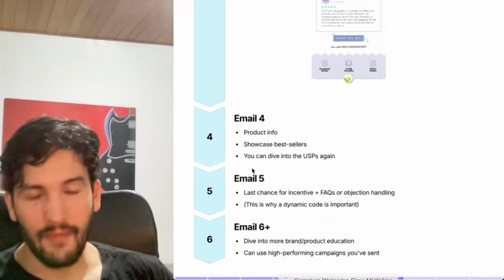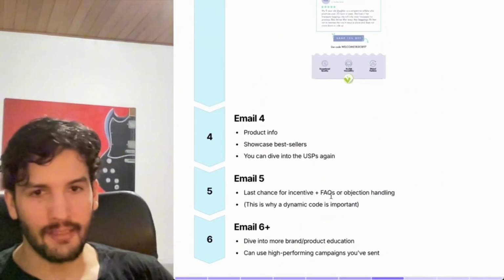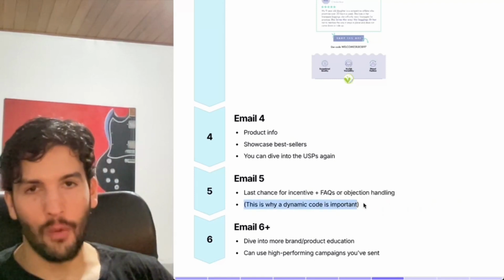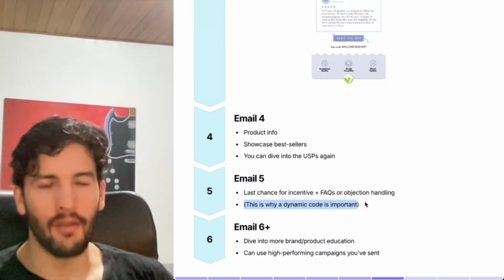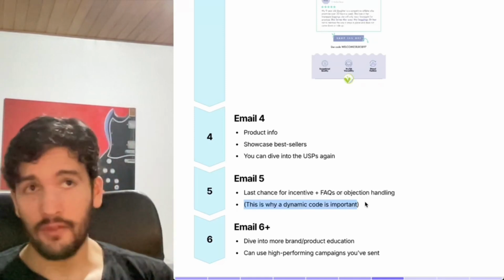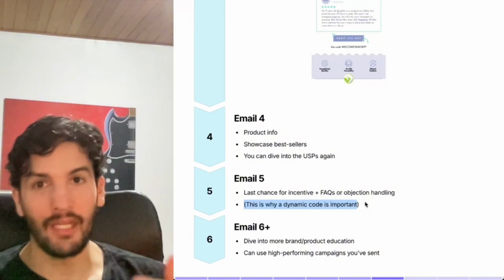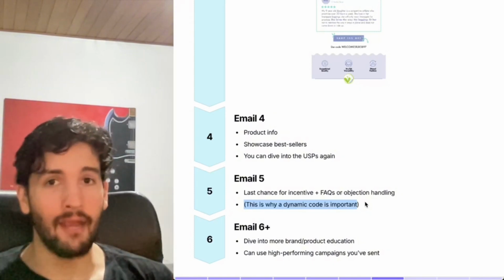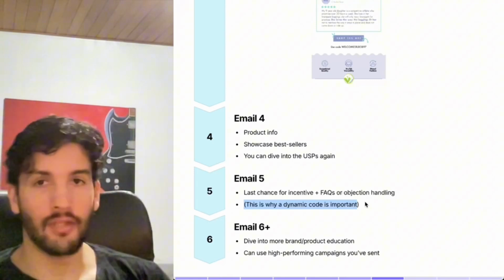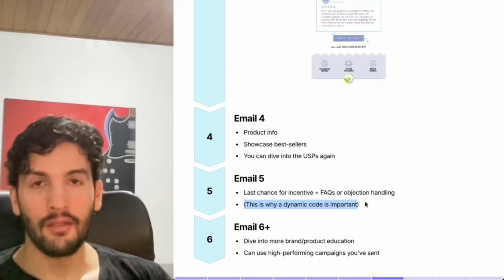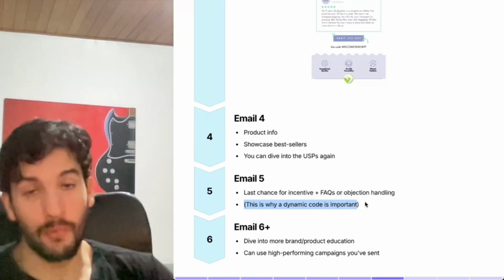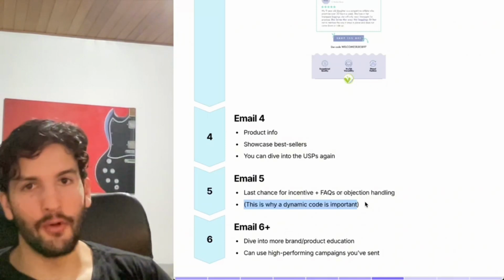So what I said, email 5, last chance for incentive plus FAQs or objection handling. This is why a dynamic code is important. So this I did mention before, but we typically use dynamic codes at the welcome series level, right? So by dynamic, I mean a unique code, because that way at the end, you can use some urgency. If your welcome code is like WELCOME10 for 10% off, then people know it's not going to expire. So, I mean, most people know it's not going to expire. So the urgency is not really there.